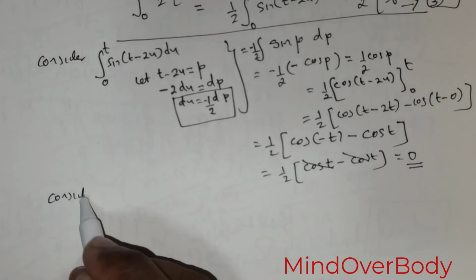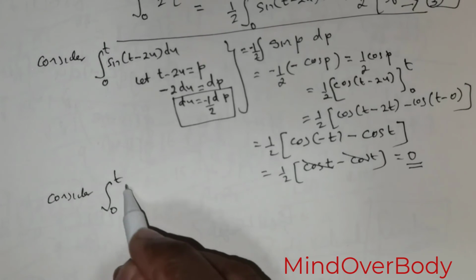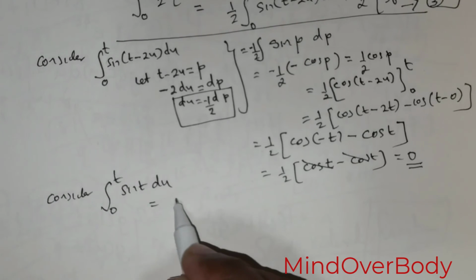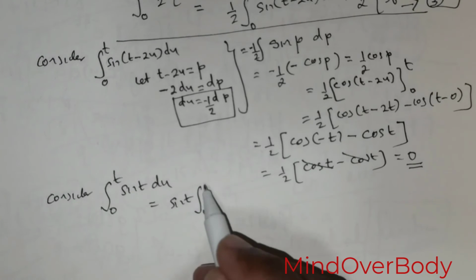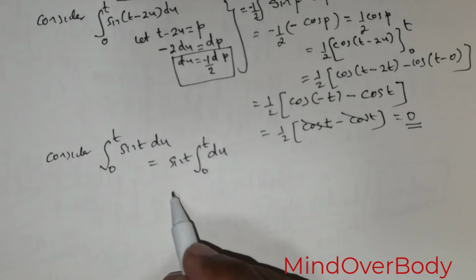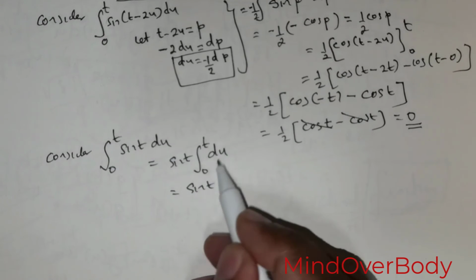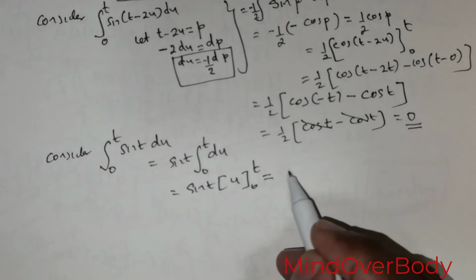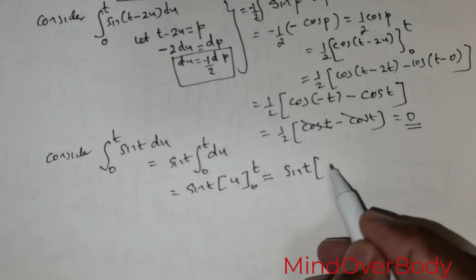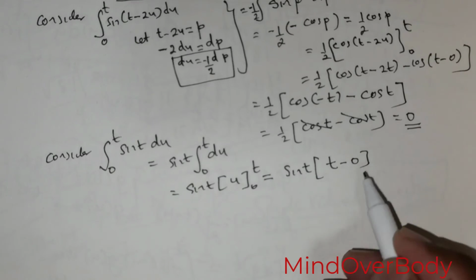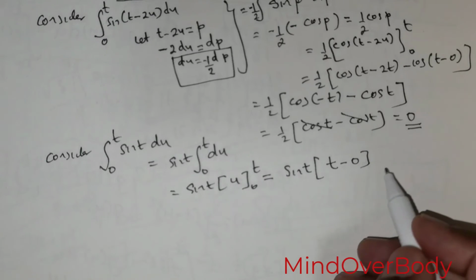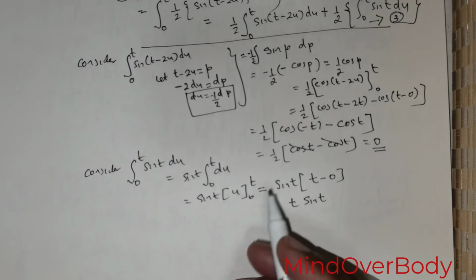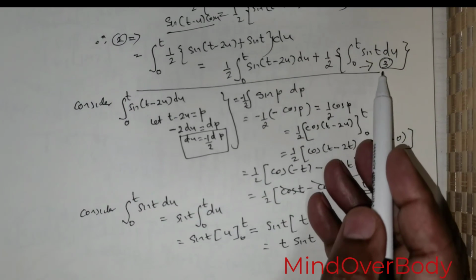So now I'm going to consider integral 0 to t sine of t times du. Now this is a constant, so I can rewrite this as sine of t integral 0 to t times du. Now this is equal to sine of t, integral of du will give me u, the limits are 0 to t, so this is equal to sine of t, substitute the upper limit minus the lower limit. So this one is going to be t times sine of t. So this is what you have got for this. Now I need to take all these values and substitute it in 3.